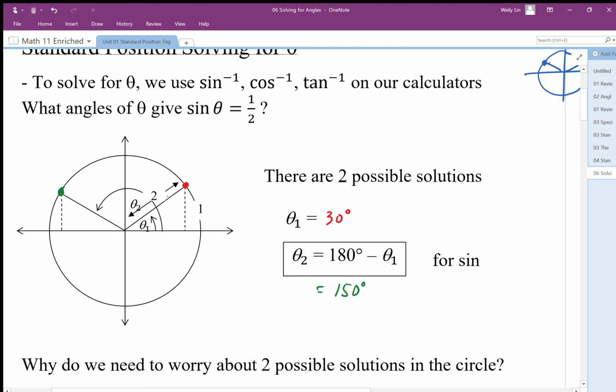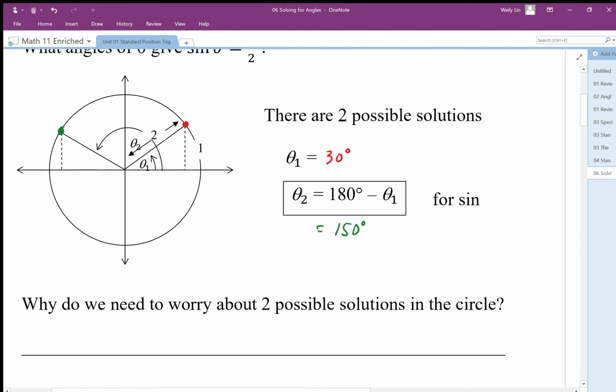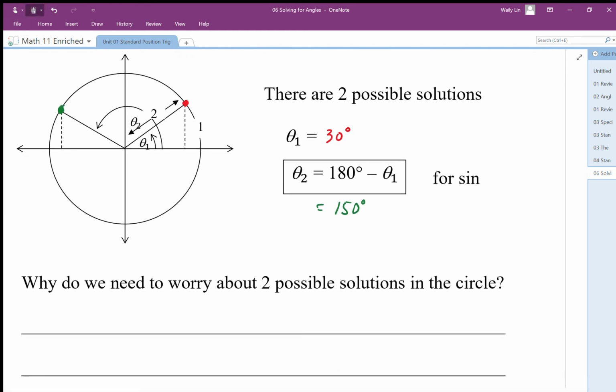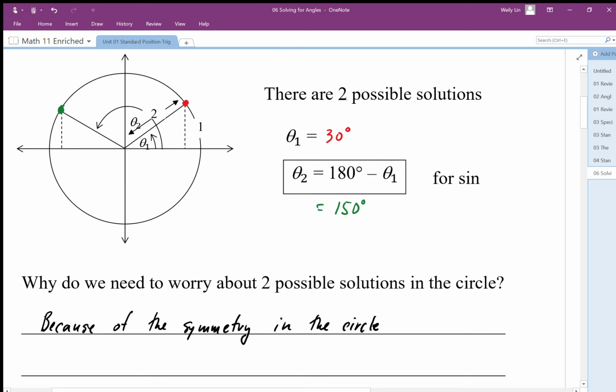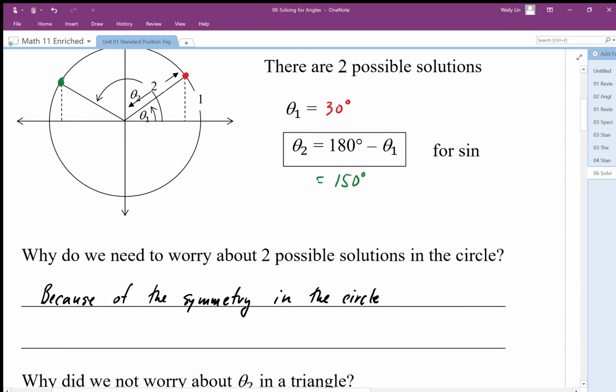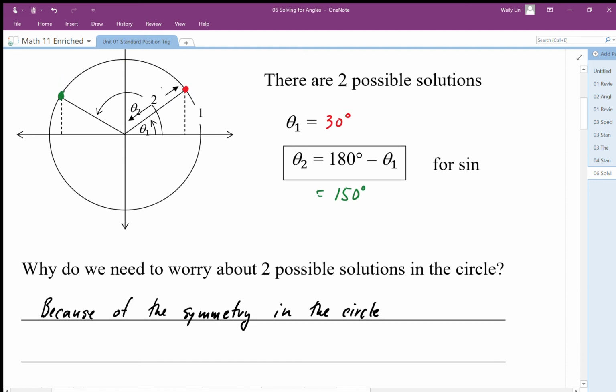And this is because of the symmetry of sine. Sine is symmetrical across the y-axis, so it's going to give us these two possibilities. So we need to worry about the two possible solutions in a circle because the circle is symmetrical. Okay, so because of the symmetry in the circle, we have to worry about being able to find things across the line of symmetry.